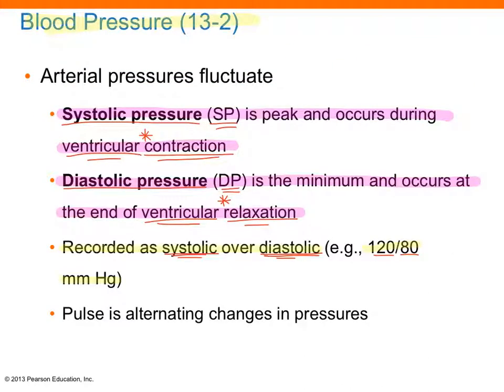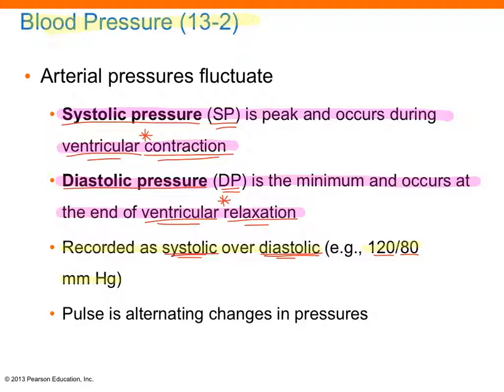Let's talk about blood pressure. Systolic blood pressure, SP, is peak and occurs during ventricular contraction. Diastolic pressure is the minimum and occurs at the end of ventricular relaxation. Blood pressure is recorded as systolic over diastolic. An example would be 120 over 80 millimeters of mercury.